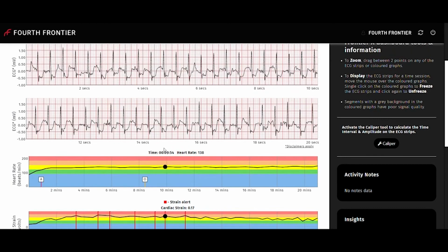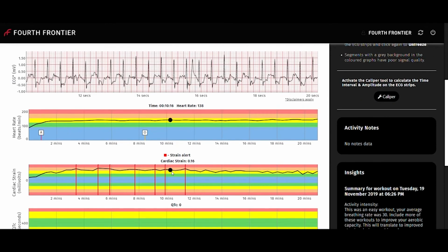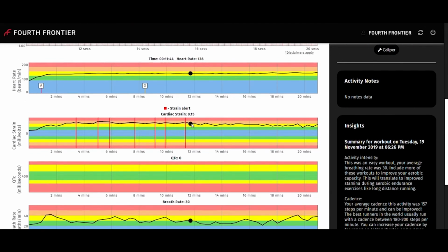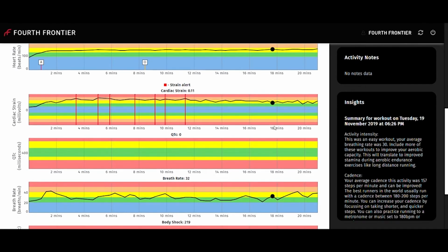And as you can see, the cardiac strain, which is essentially the ST depression, is fairly high in these parts. And later on in the run, the cardiac strain actually reduced. So the device has been helping this person exercise safely.